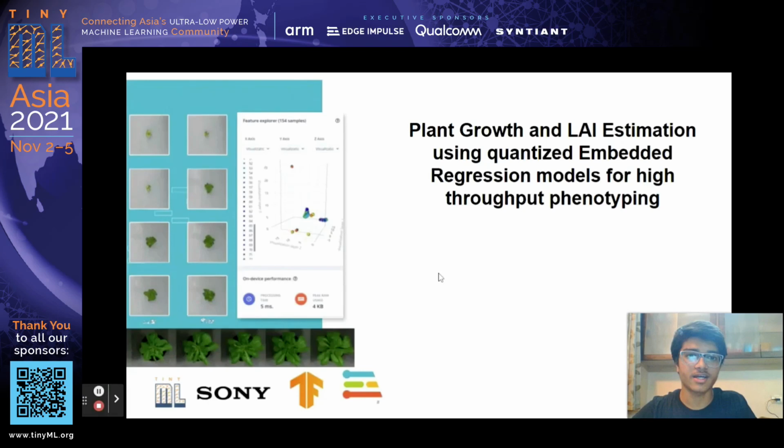This is going to be a very interesting one. This is a tinyML application in agriculture, I believe. Okay, let's start it.